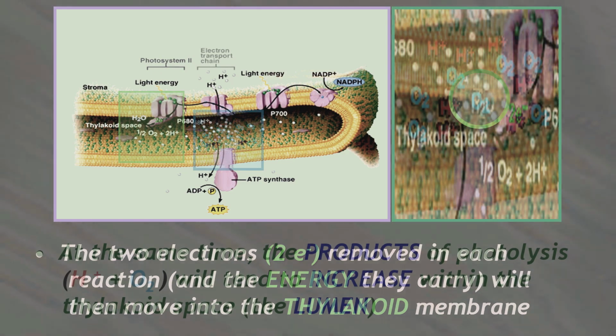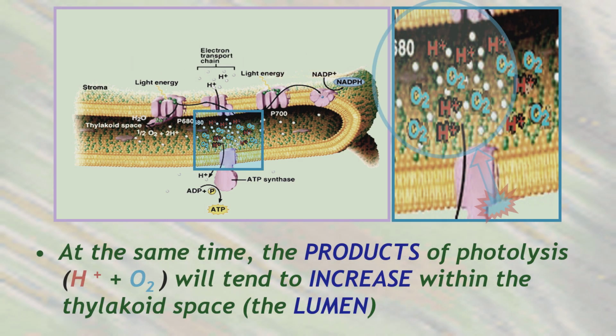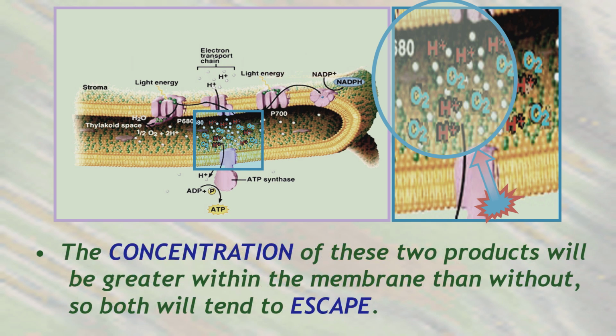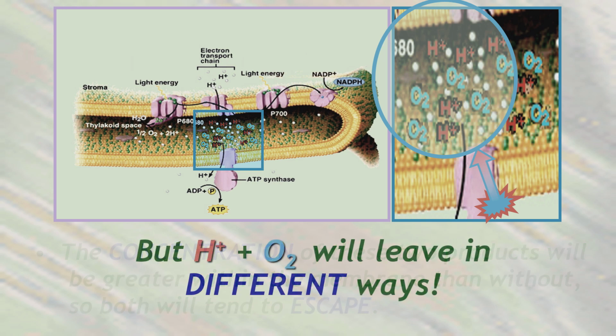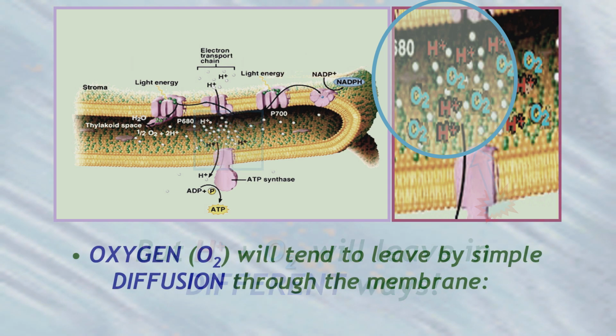But at the same time, the products of photolysis, which are protons and O2, will tend to increase within the thylakoid space, which is called the lumen. The concentration of these 2 products will be greater within the membrane than without, so both will tend to escape. But H+ and O2 will leave in different ways. Oxygen will tend to leave by simple diffusion through the membrane.